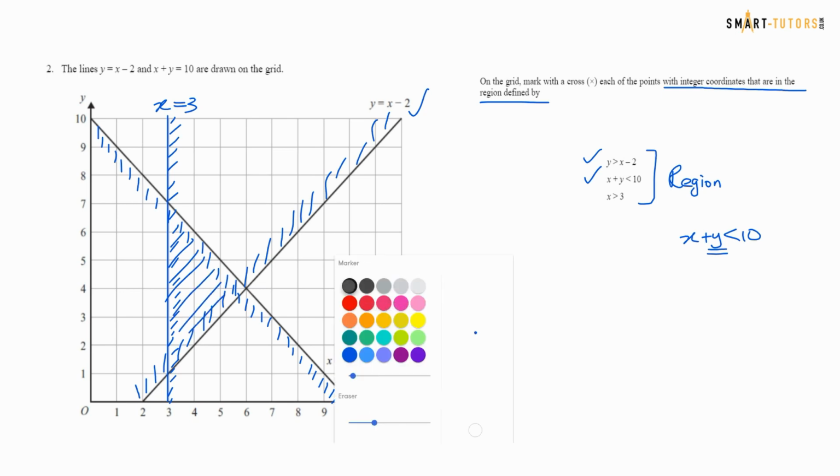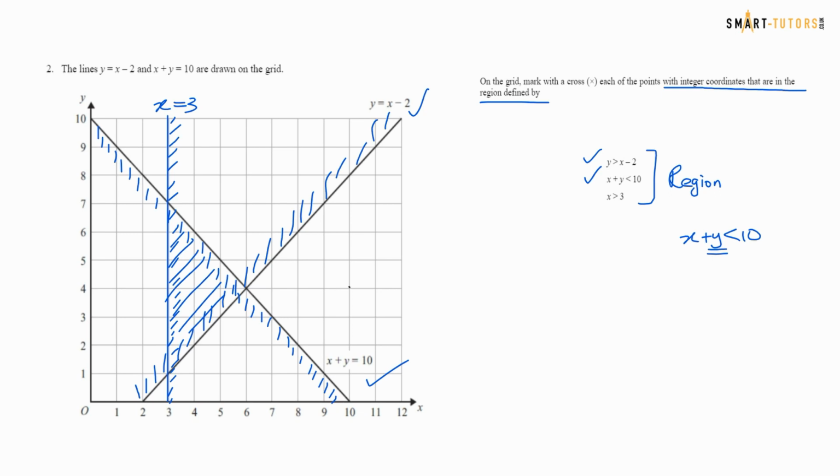Now let me change it to black color. They are asking to put crosses at integer coordinates. So this is an integer coordinate here, and here another coordinate, and here another. Bear in mind there's no equal sign, so when you are drawing this line, you need to use a dotted line. That's my bad, I made a mistake there. The line has to be drawn as a dotted line, right?